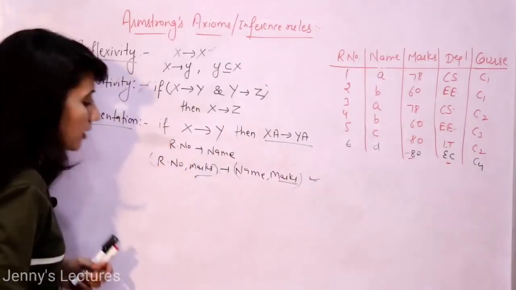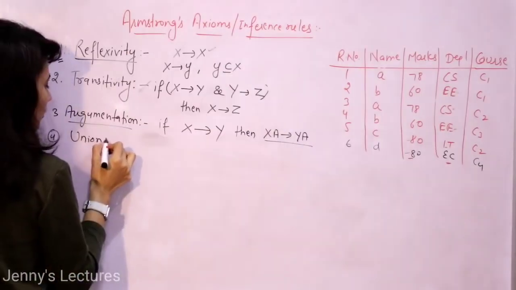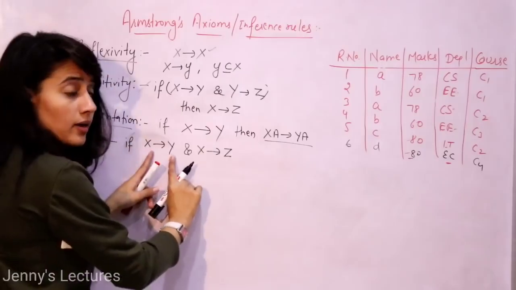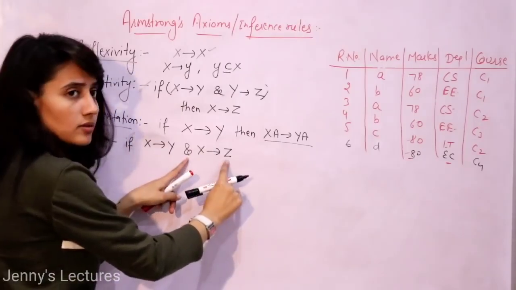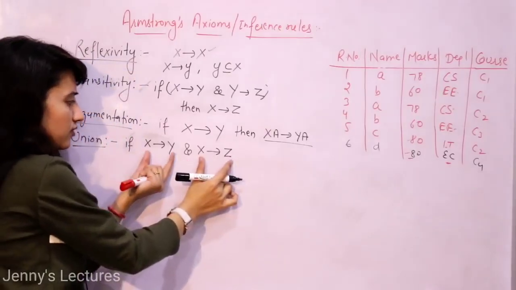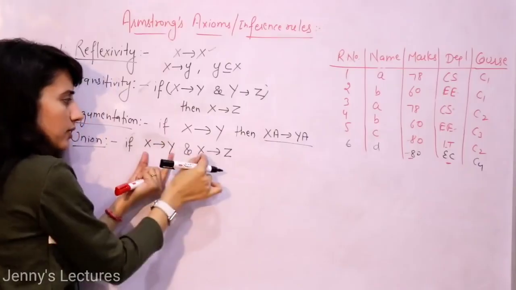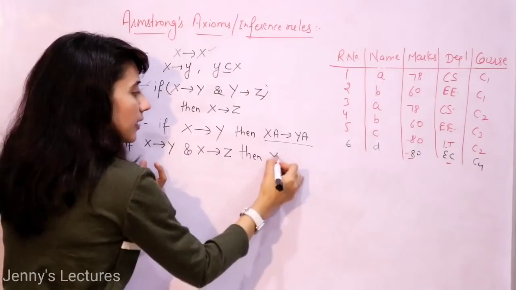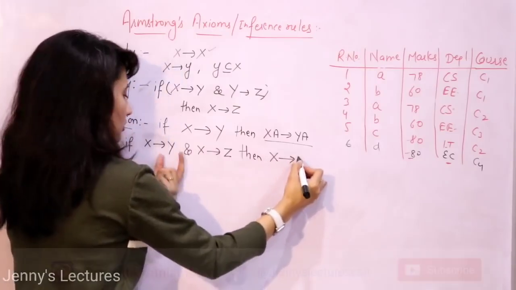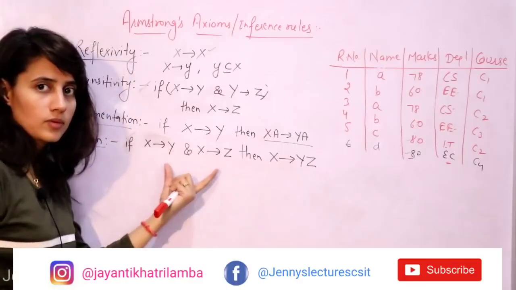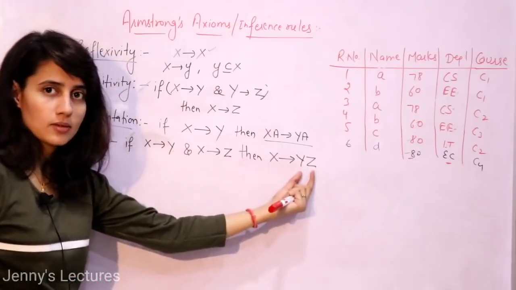Those are, first, union. According to this rule, if x determines y and x determines z, see here in these functional dependencies, the determinant is the same, only the dependent is different. Then you can say x determines both y and z. You can write these two at one place, right?